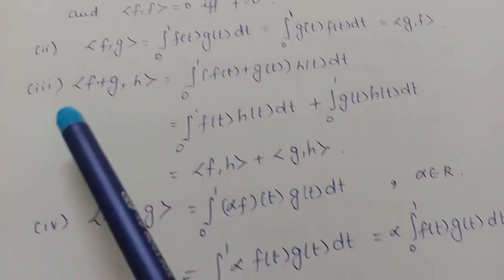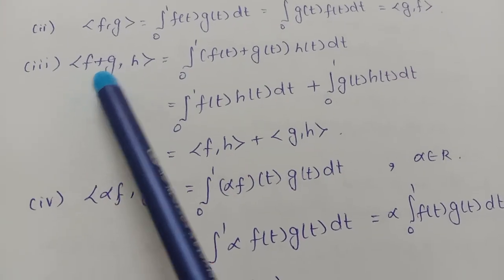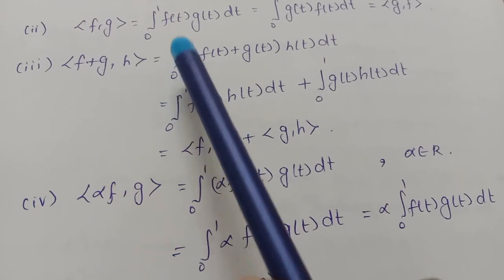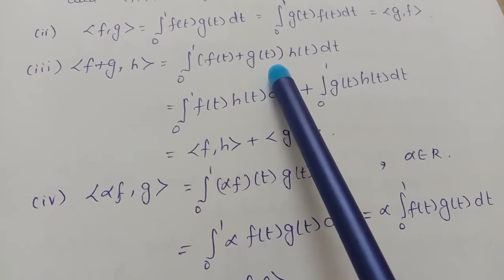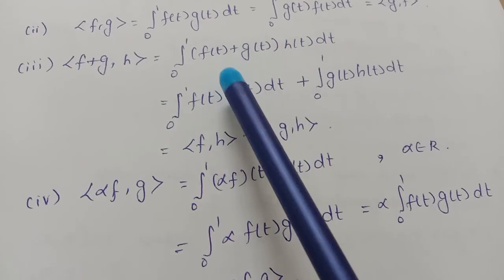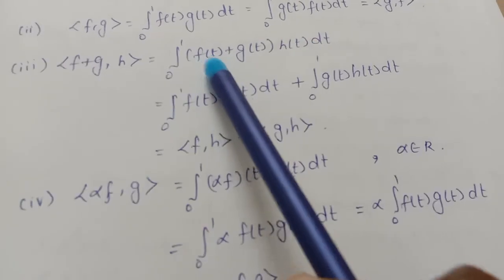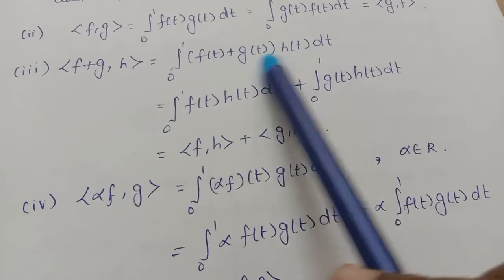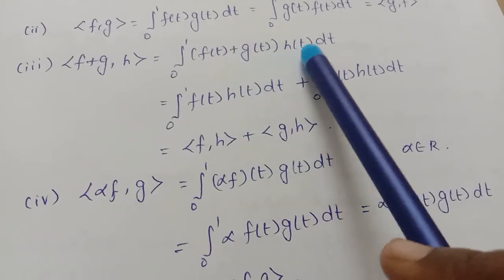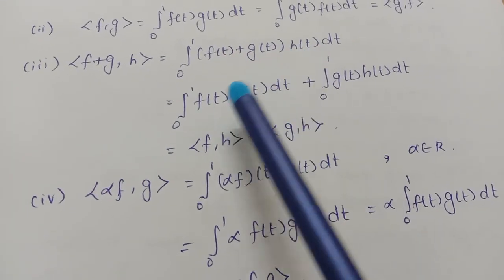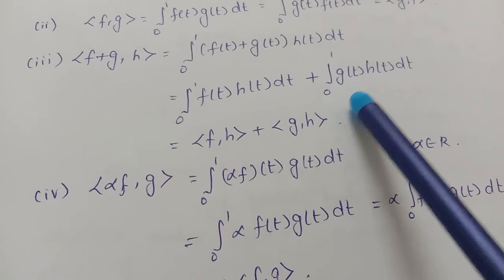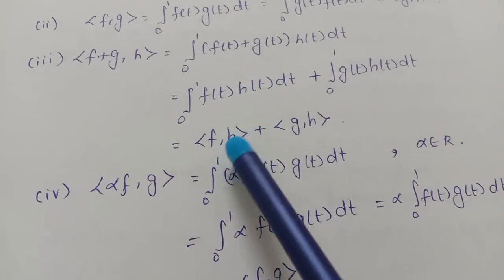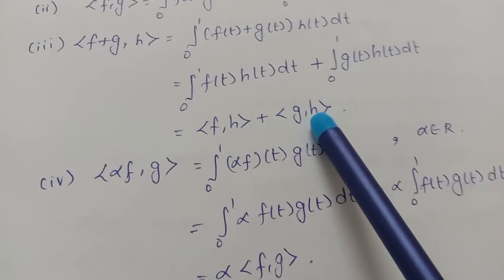Only when you have complex numbers does the conjugate have to come. Okay, right. Next, consider the inner product of f plus g, h equal to the integral from 0 to 1. Here f plus g, so the first one will be f(t) plus g(t) into h(t) dt. Now you take the product of these two terms. Here this is our usual addition and multiplication, so we are applying the distributive law. So the integral of f(t) into h(t) dt plus the integral from 0 to 1 of g(t) into h(t) dt. This is the inner product of f, h, and this is the inner product of g, h.